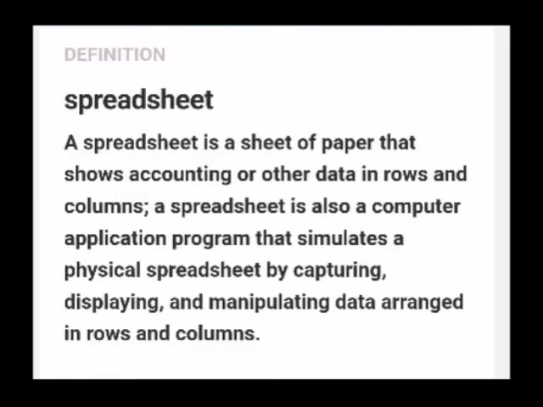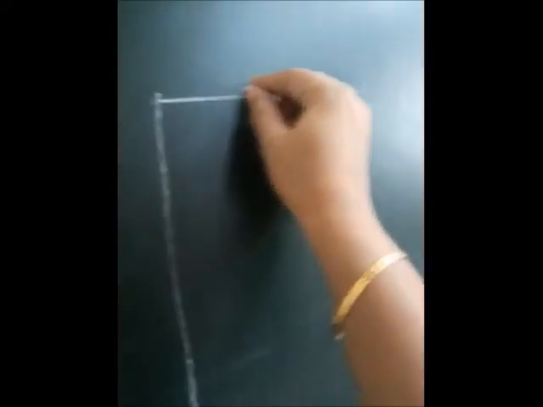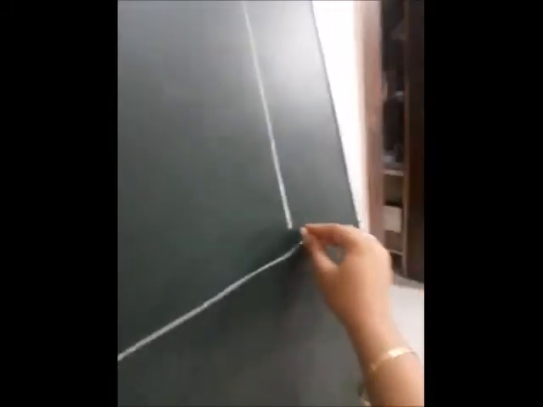A spreadsheet is also a computer application program that simulates a physical spreadsheet by capturing, displaying, and manipulating data arranged in rows and columns. Now students, look at the board carefully. I am going to explain you the difference between the rows and the columns. So, here I am going to make rows and columns.